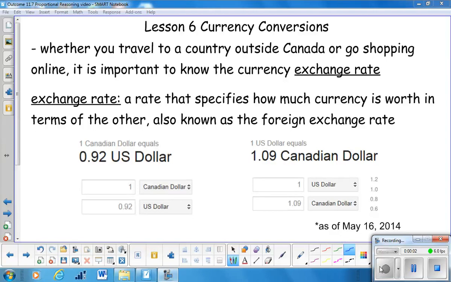Outcome 11.7, Lesson 6, Currency Conversions. Whether you travel to a country outside Canada or go shopping online, it's important to know the currency exchange rate. The exchange rate is a rate that specifies how much money is worth in terms of the other, so it is also known as the foreign exchange rate.